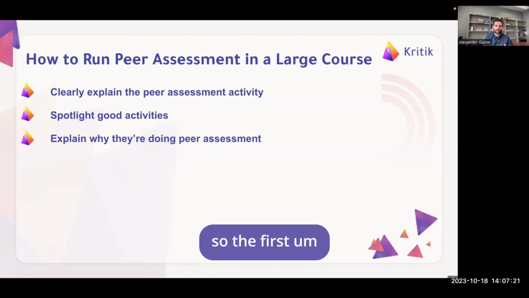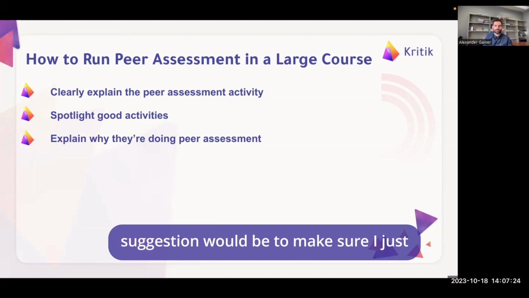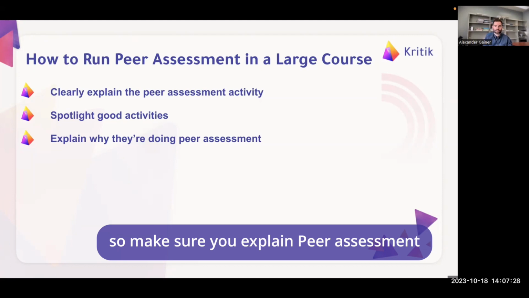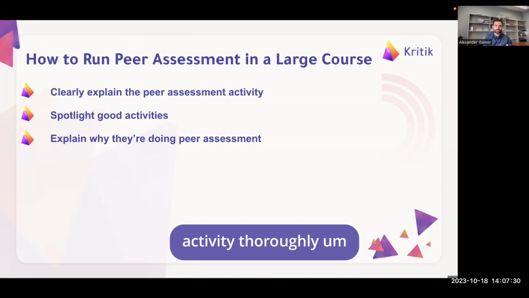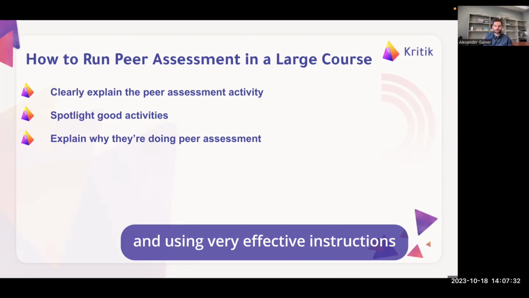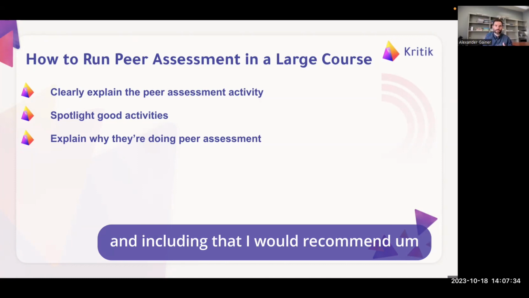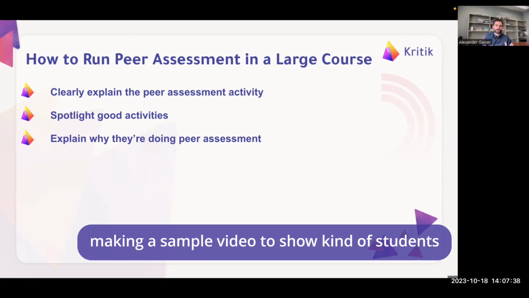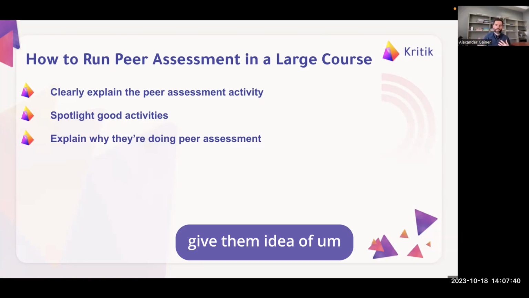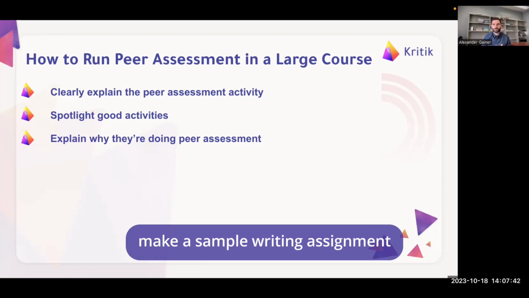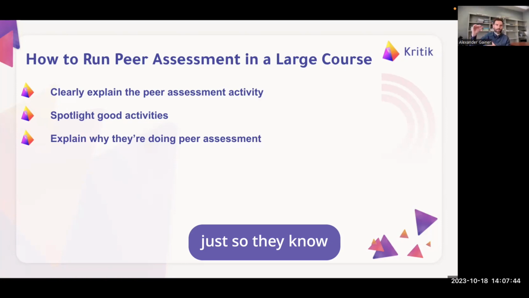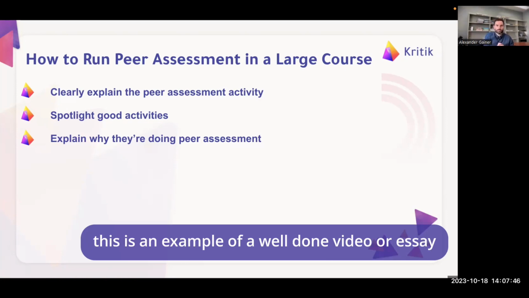So the first suggestion would be to make sure, the importance of clarity. So make sure you explain the peer assessment activity thoroughly and using very effective instructions. And including that, I would recommend making a sample video to show students, give them an idea of, or if it's a writing assignment, make a sample writing assignment, just so they know this is an example of a well done video or essay.